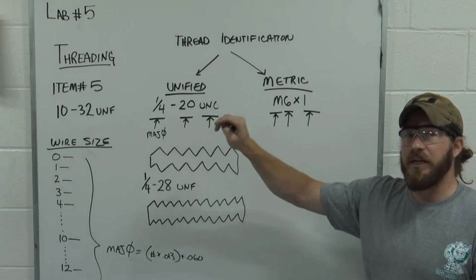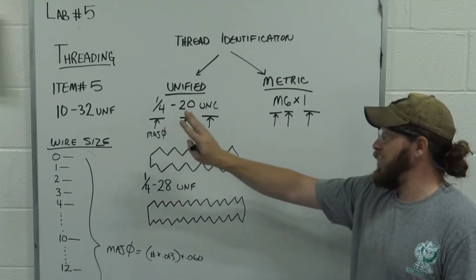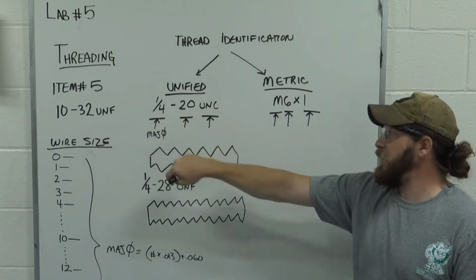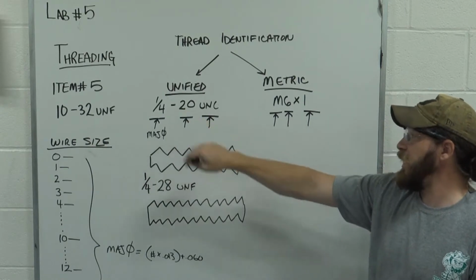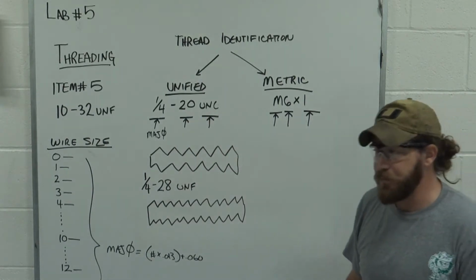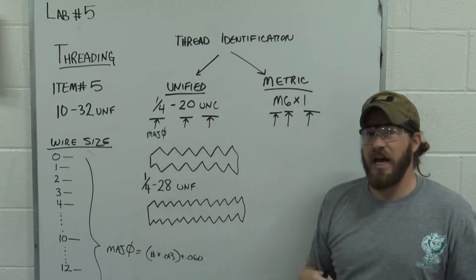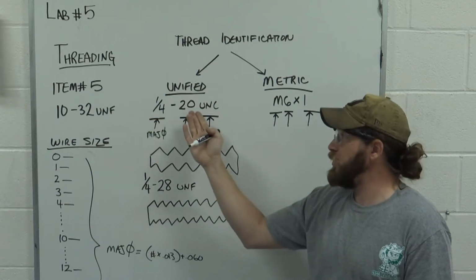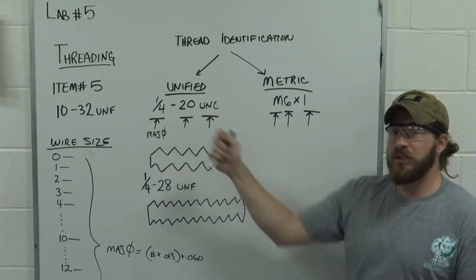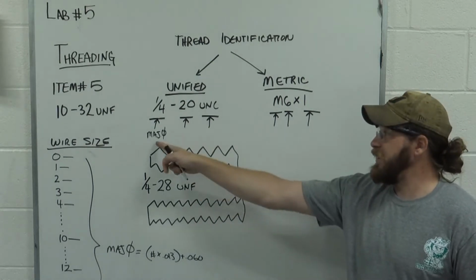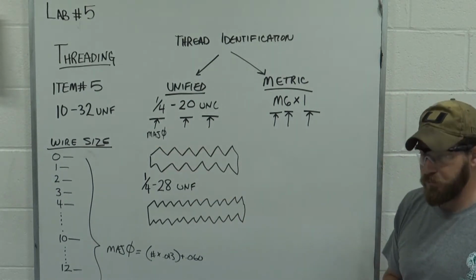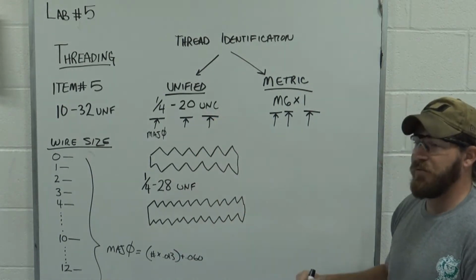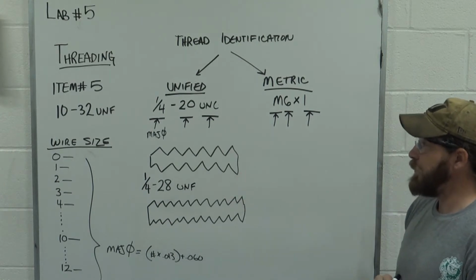So when we are identifying a unified thread, there's two components, all right? There's two numbers. This first one, in this example, is a quarter, 20, and then at the end there's a UNC. So if I was to ask somebody for a bolt of this size, I'd ask for a quarter, 20. All right? This first number, a quarter, is the major diameter of that bolt. If you don't remember what that is, look down at your notes. You should have identified that on the drawing that I did.